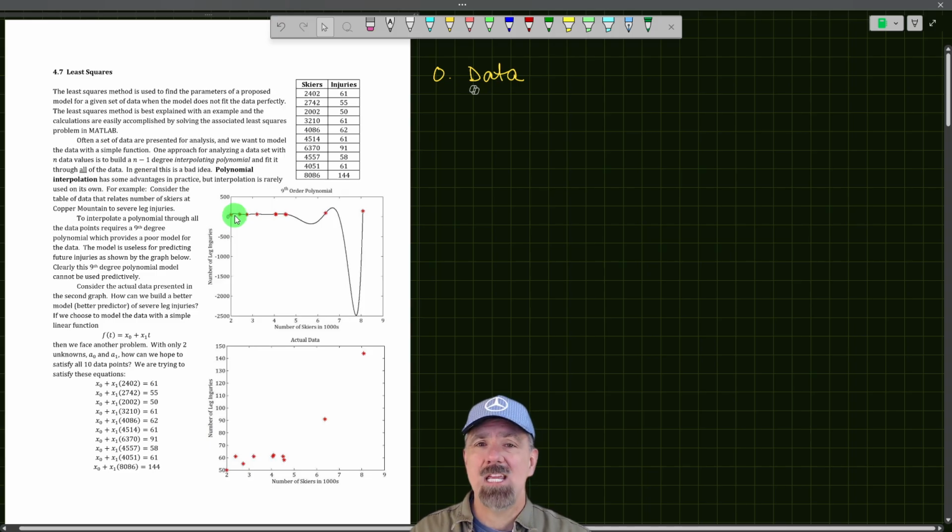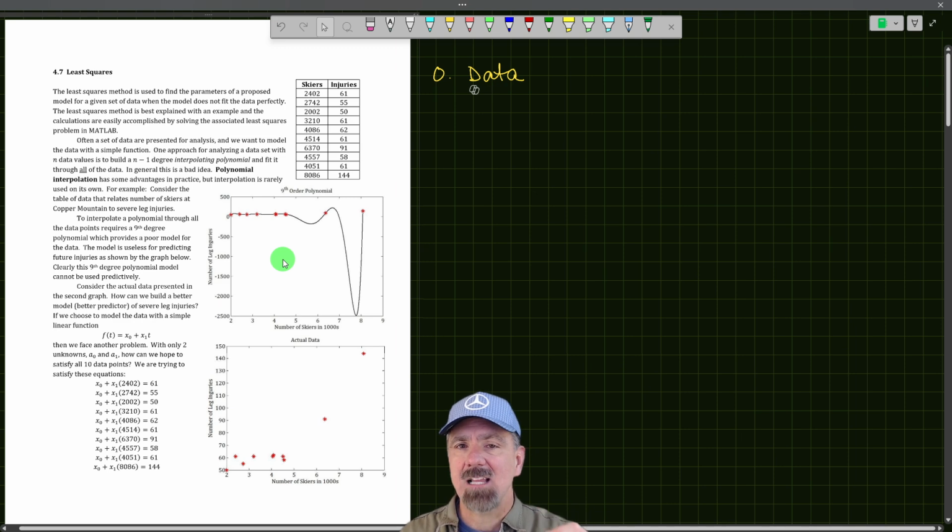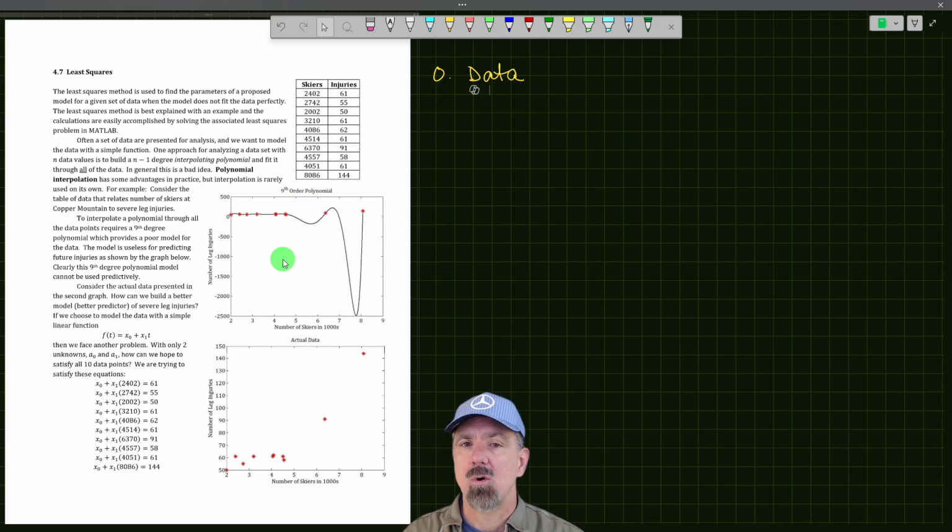We go through each data point exactly. We hit these data points exactly. But that's a bad idea. And we can obviously see here, right? The estimation from this model is if we have 7,500 skiers, we're going to have a negative 2,000 leg injuries. That makes no sense whatsoever. So just because we can exactly solve a problem doesn't mean that that's the appropriate thing to do.